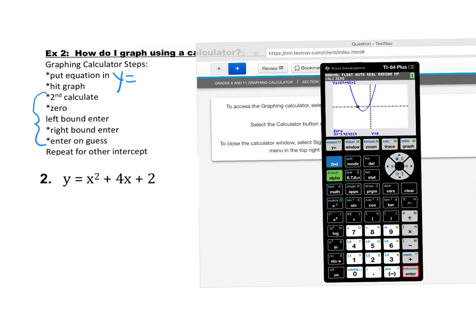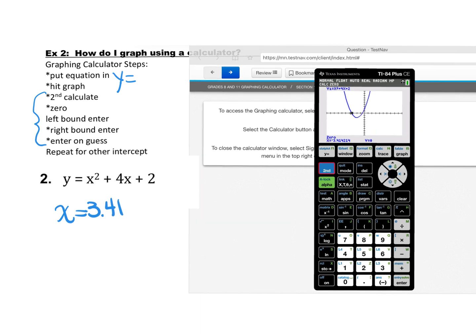And then notice that our 0 is x is equal to 3, let's just round it to 3.41. All right, so now remember we have to repeat this step again. So we're going to come over to the other side. I press second, and I'm going to do calculate. And again, we're going to go down and find the 0, enter.